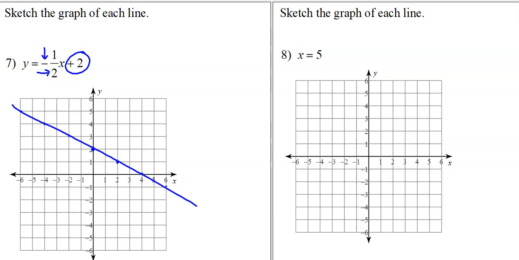Next one. Oh, this is a tough one. This one cannot be written in slope-intercept form. There's no y. So when there's no y and it's just x equals 5, there is no slope and there is no y-intercept. Well, the only way you can not have a y-intercept means you never cross the y line, which means you are parallel to y. So I'm going to go on the x-axis to 5, and this is the line x equals 5.